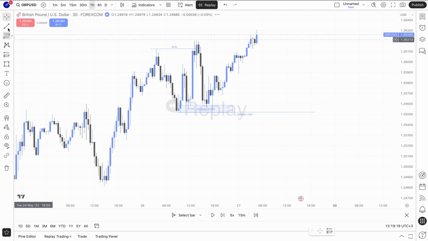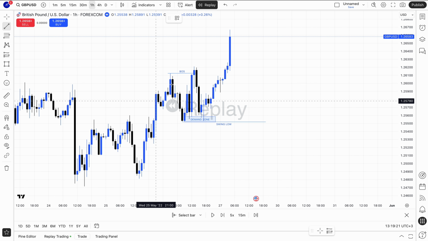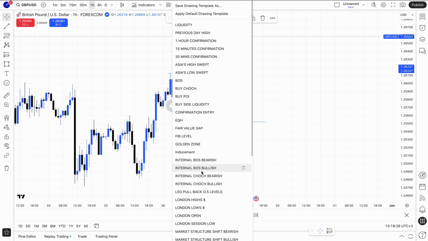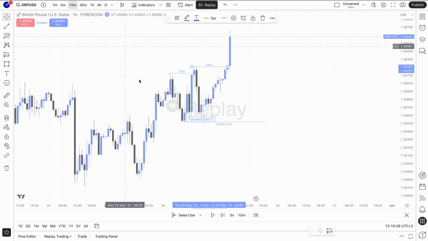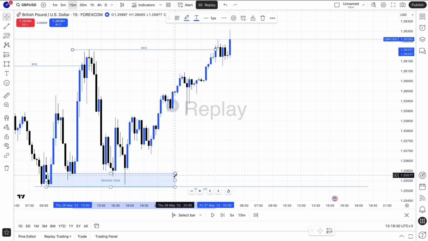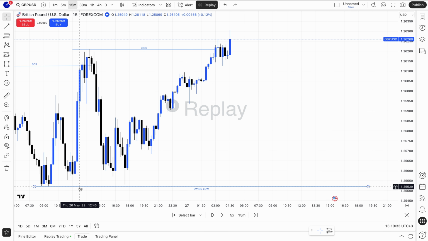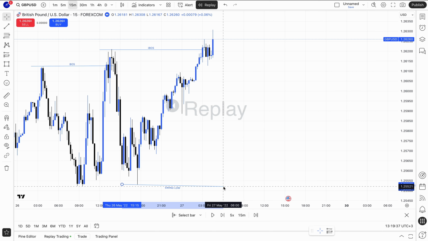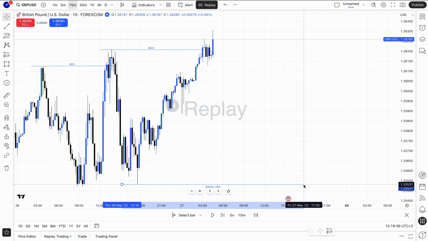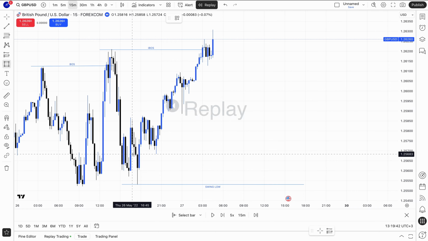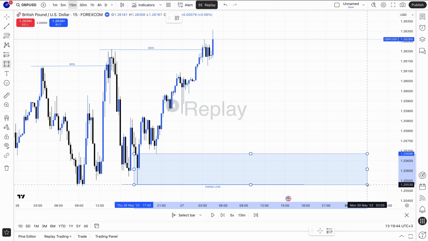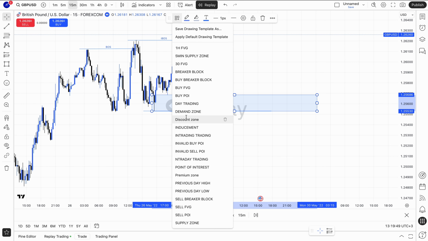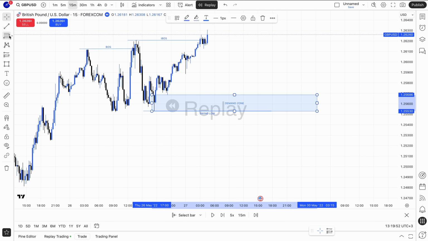So we go to 30 minutes for our external structure again. But this time around, it's just a breakout structure, internal structure, not external. Then you can delete this. Then this is our new swing low. And this is our demand zone. Then our plan is very easy.